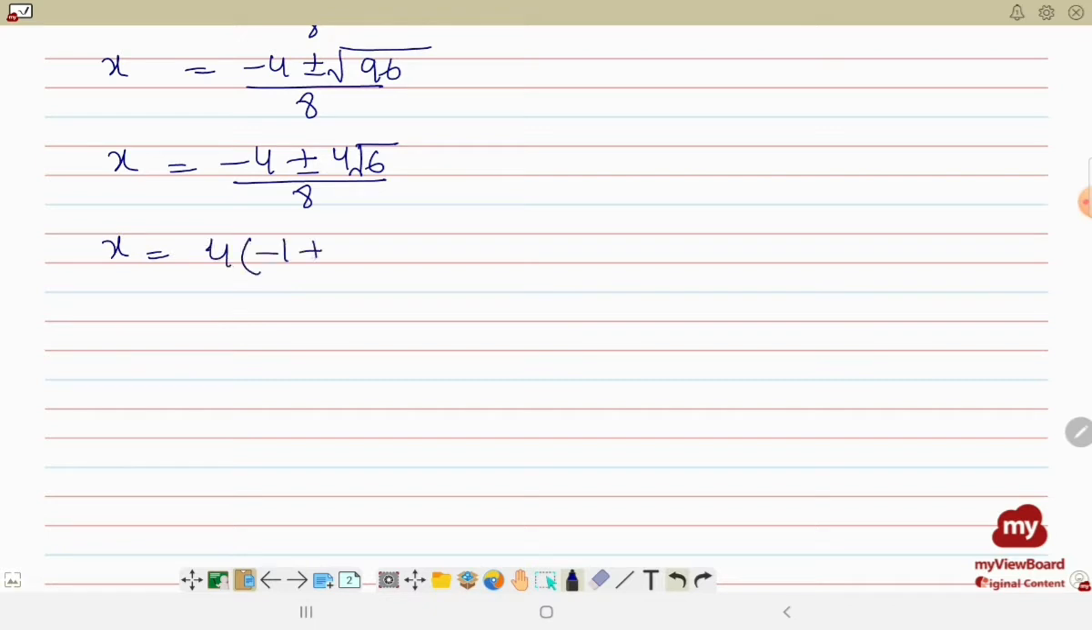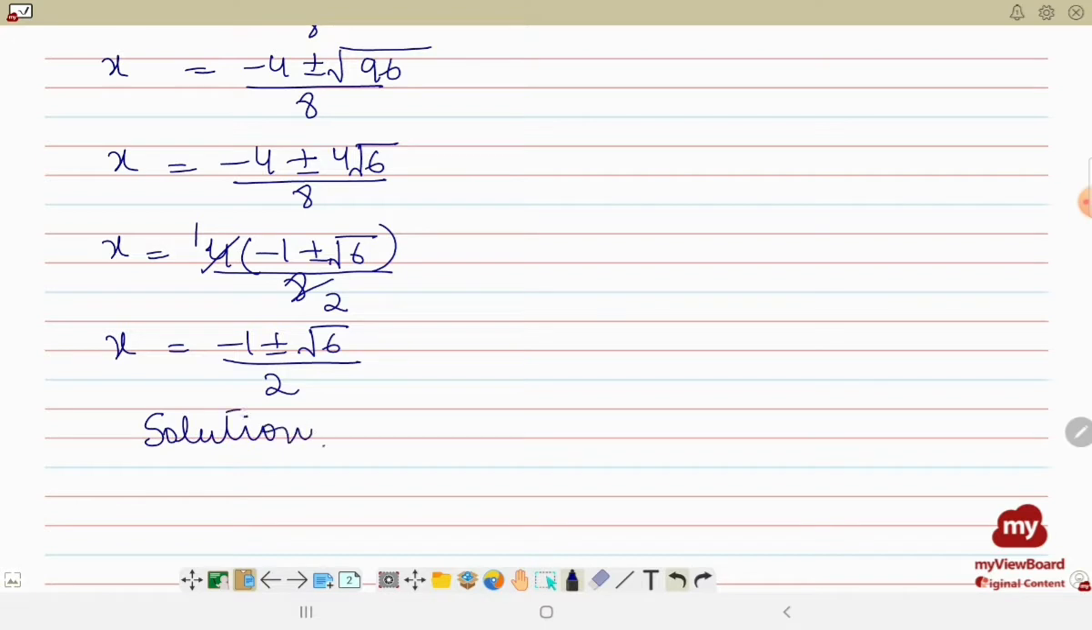So you are left with this, and then you can cancel 4 by 2. So you are left with x equals minus 1 plus minus square root of 6 divided by 2. So this is the solution set. So we found the values of x, which is the solution of question number 9. I hope you understand the steps of working.